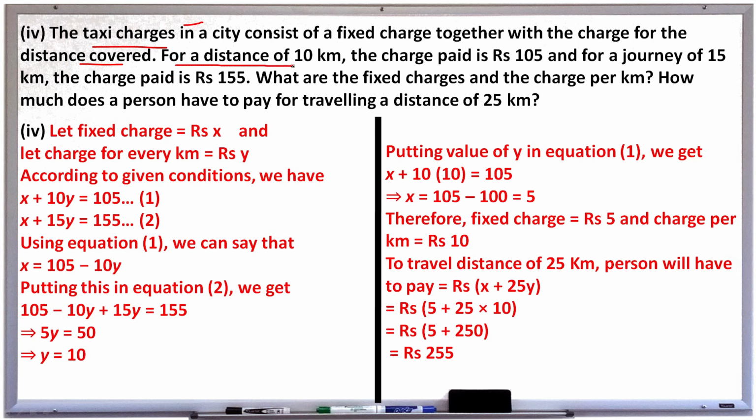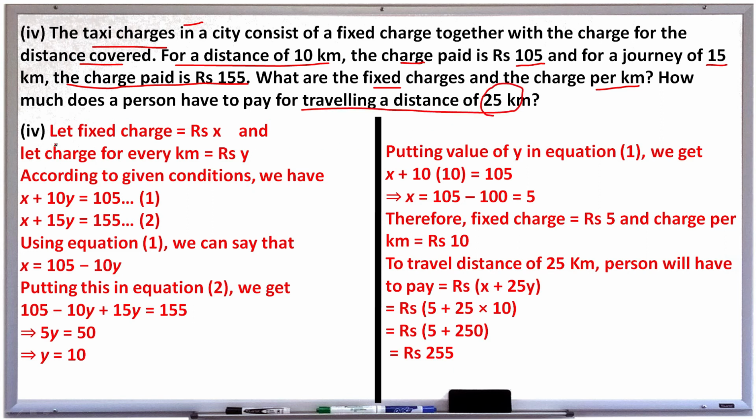For a distance of 10 km, the charge paid is 105 rupees. For a journey of 15 km, the charge is 155 rupees. What are the fixed charges and the charge per kilometer? How much does a person have to pay if he is traveling a distance of 25 km?